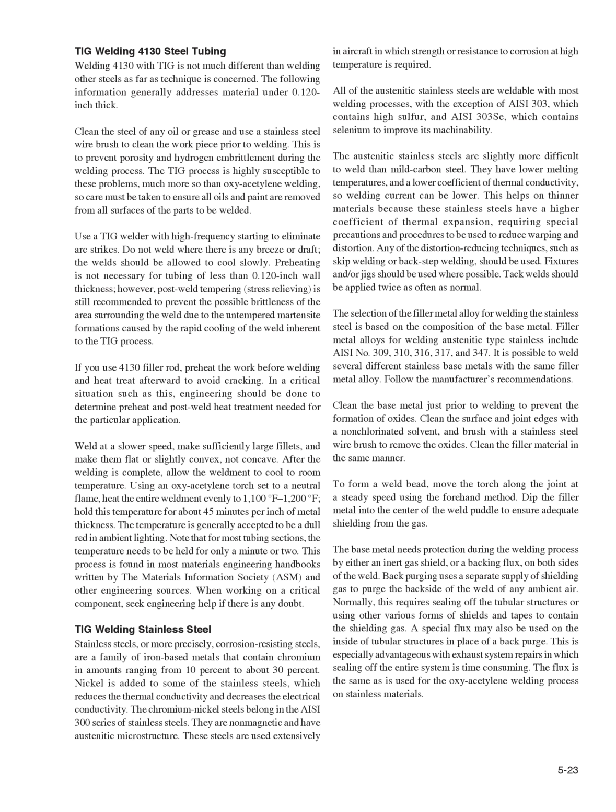Dip the filler metal into the center of the weld puddle to ensure adequate shielding from the gas. The base metal needs protection during the welding process by either an inert gas shield or a backing flux on both sides of the weld. Back purging uses a separate supply of shielding gas to purge the backside of the weld of any ambient air. Normally, this requires sealing off the tubular structures or using other forms of shields and tapes to contain the shielding gas. A special flux may also be used on the inside of tubular structures in place of a back purge. This is especially advantageous with exhaust system repairs in which sealing off the entire system is time-consuming.